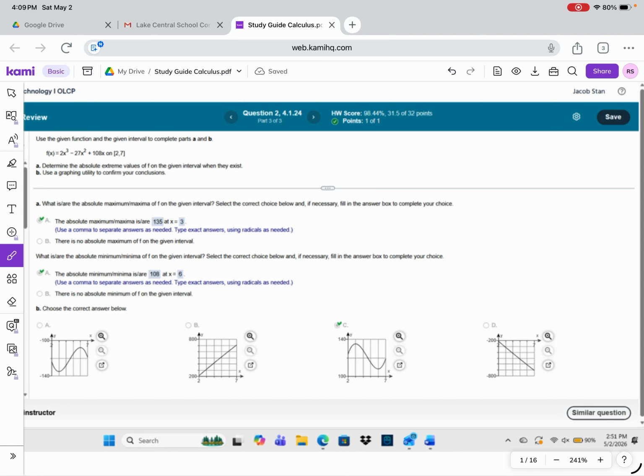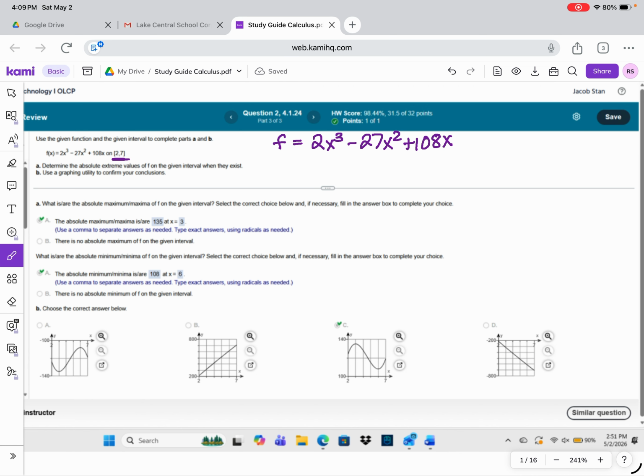Question 2 is very similar to question 1. We're going to take our function. They give us the function f of x is equal to 2x cubed minus 27x squared plus 108x. And then they give us the interval 2 to 7.